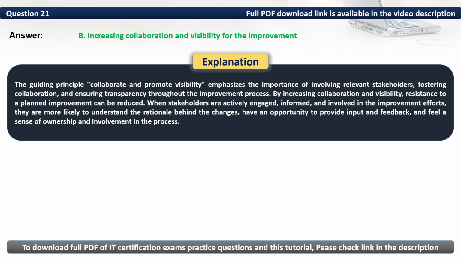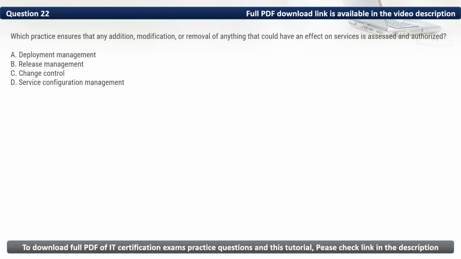When stakeholders are actively engaged, informed, and involved in the improvement efforts, they are more likely to understand the rationale behind the changes, have an opportunity to provide input and feedback, and feel a sense of ownership and involvement in the process. Question 22. Which practice ensures that any addition, modification, or removal of anything that could have an effect on services is assessed and authorized?